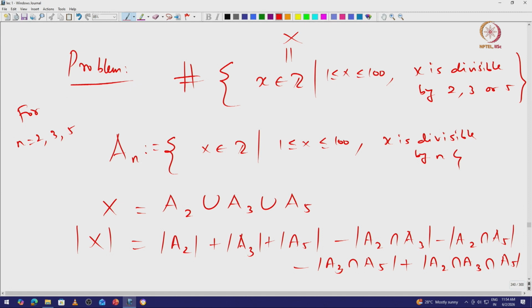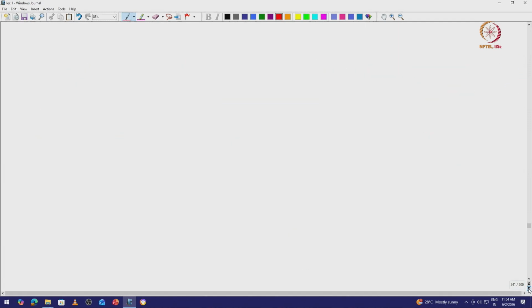So, what will be A2? A2 is those numbers which are divisible by 2, that means all possible multiples of 2, and it is not very difficult to see that the multiples of 2 between 1 and 100 are exactly 50. Similarly, for the multiples of 3 between 1 and 100, the maximum it can go to is 99, so it will be 99 divided by 3, which is 33, and similarly the cardinality of A5 will be 20.